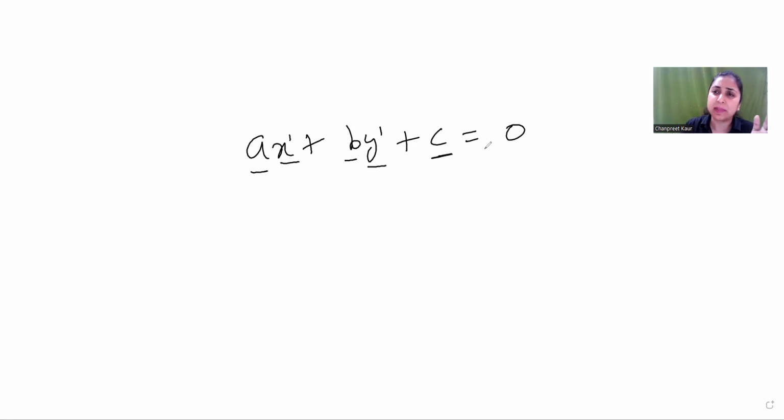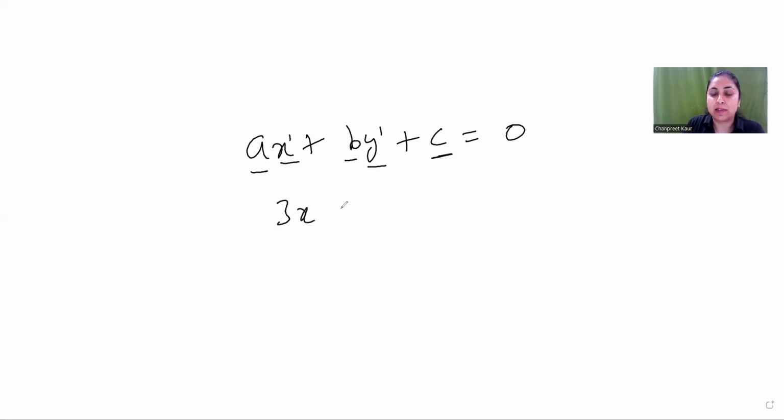C can be positive, it can be negative. Coefficients a and b can also be positive or negative, right? But they can't be 0. If they are 0, then it is not going to be a linear equation in two variables, right? So this is our linear equation in two variables.